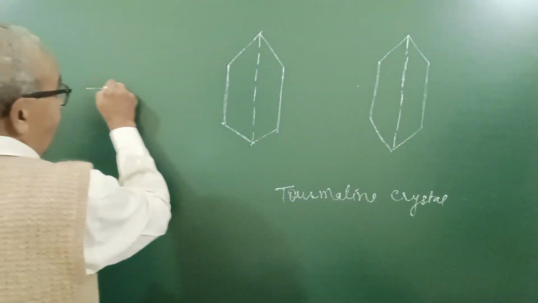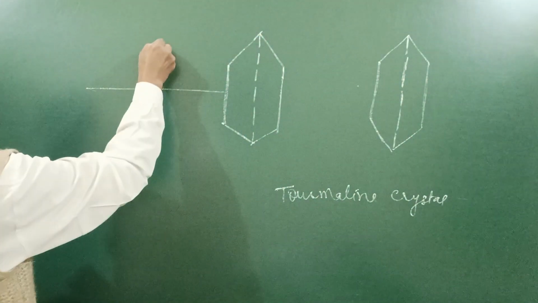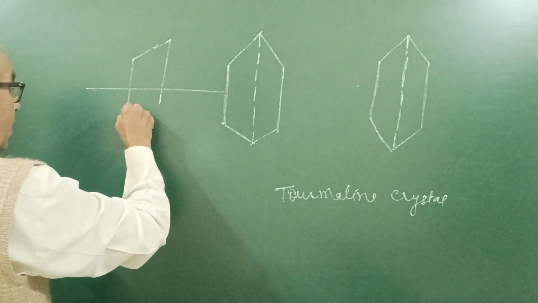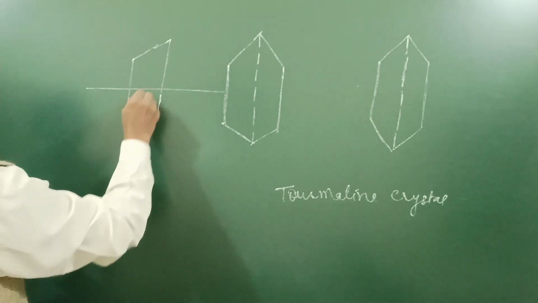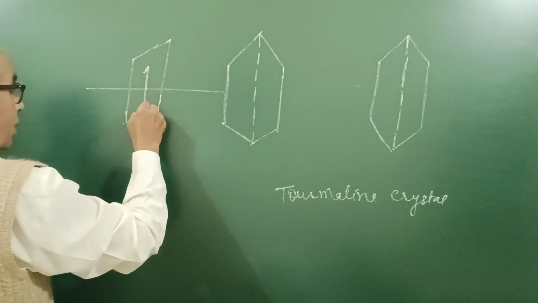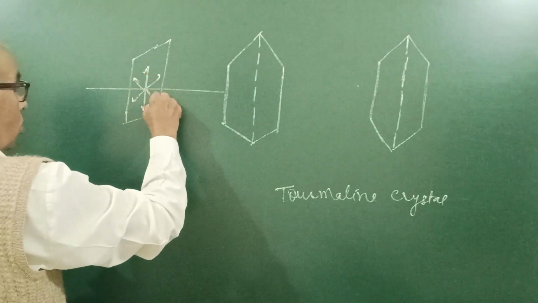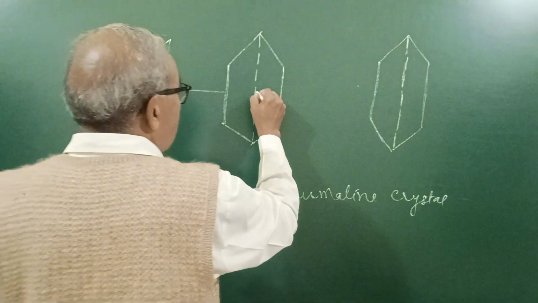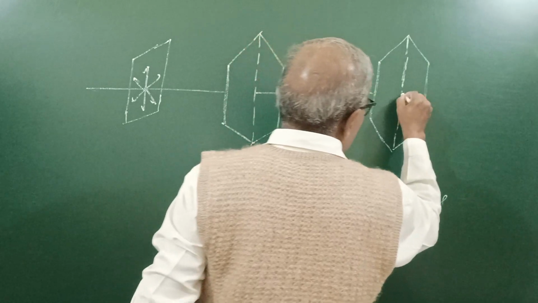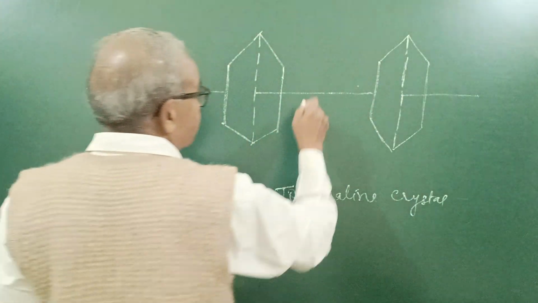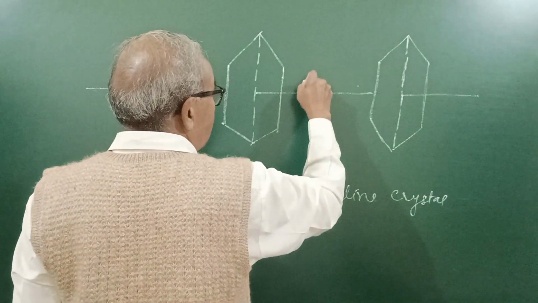When unpolarized light is incident here, I am saying again, this is unpolarized light, while passing through the tourmaline crystal, the vibration of the electric field was found only in one direction.